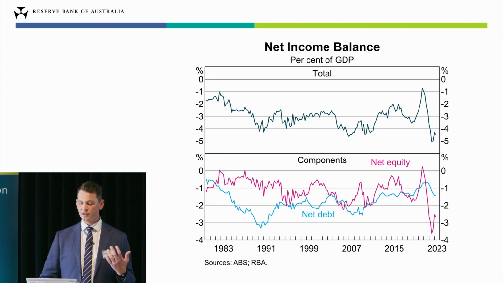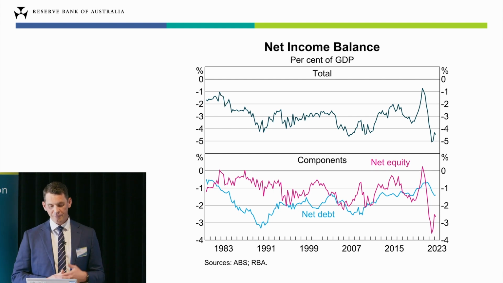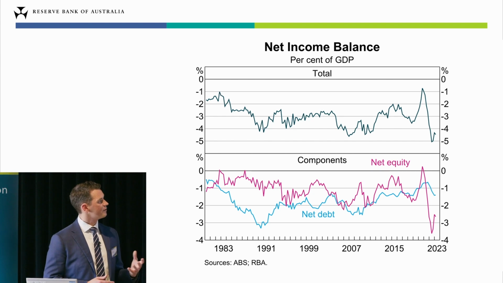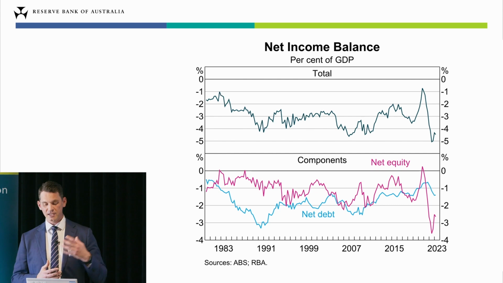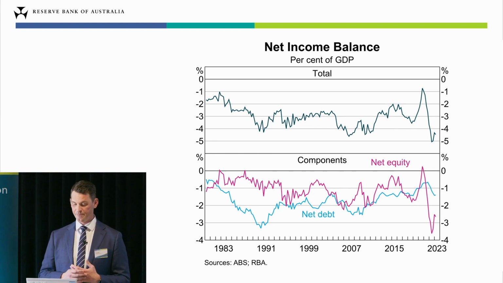So if we look at what some of the key drivers behind this might be, if we could look at the bottom panel, you can see that the main developments here were driven by the equity line. And so some stories around this are that during the pandemic, Australian companies delayed dividend payments, which meant there was less money being paid out to foreigners.